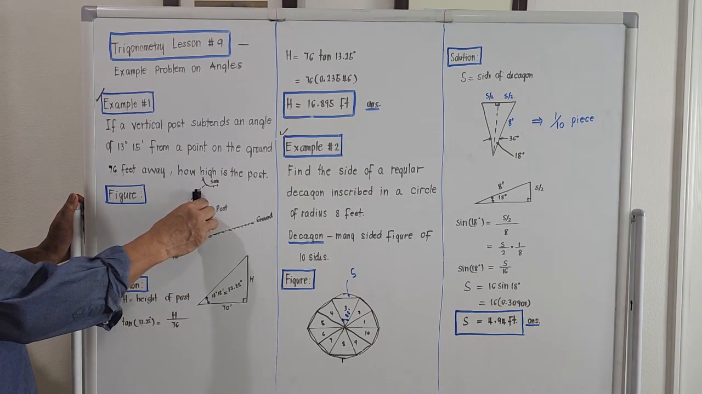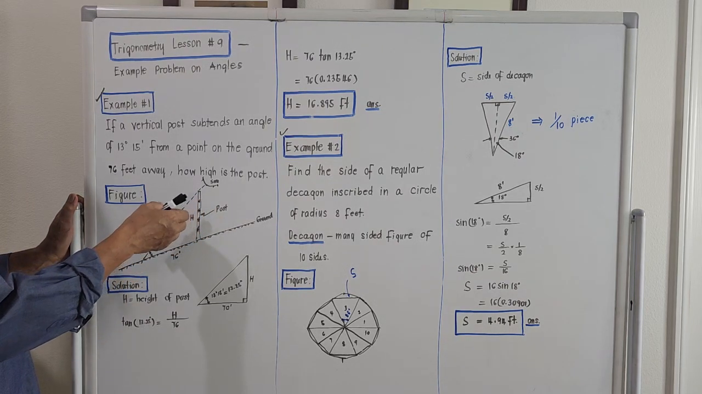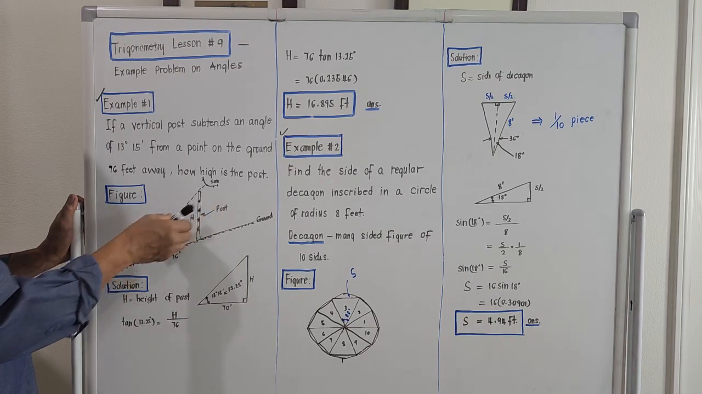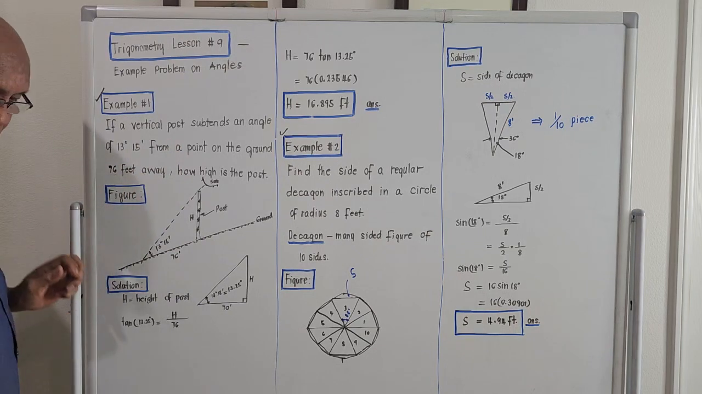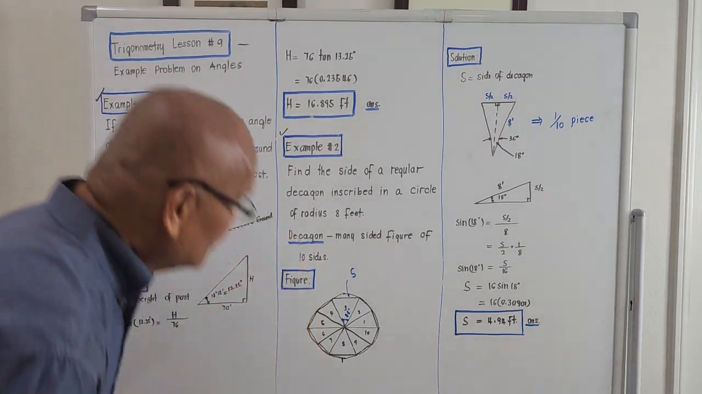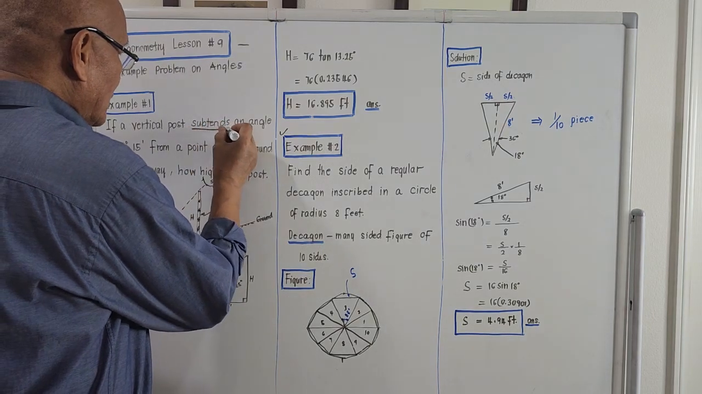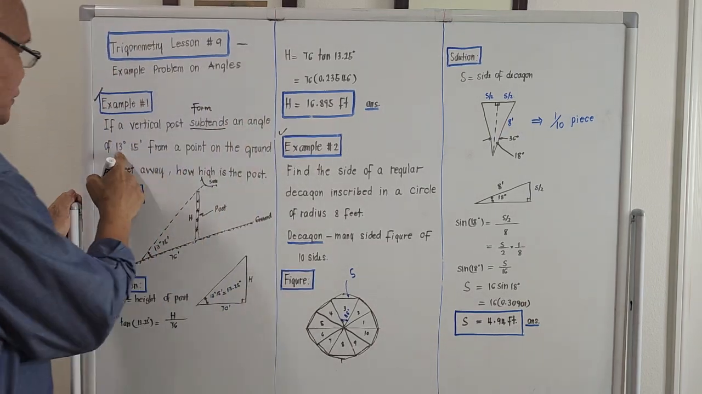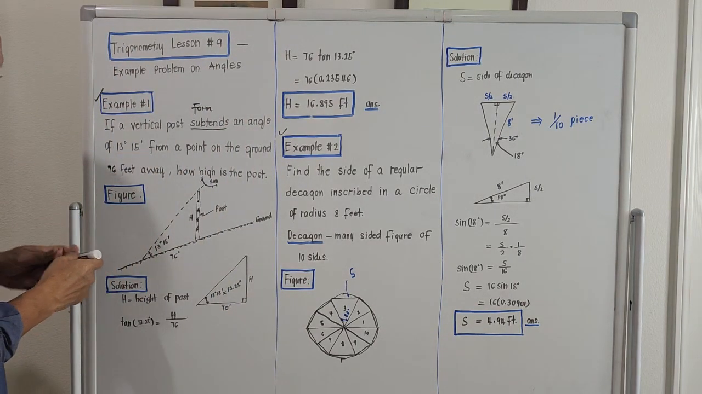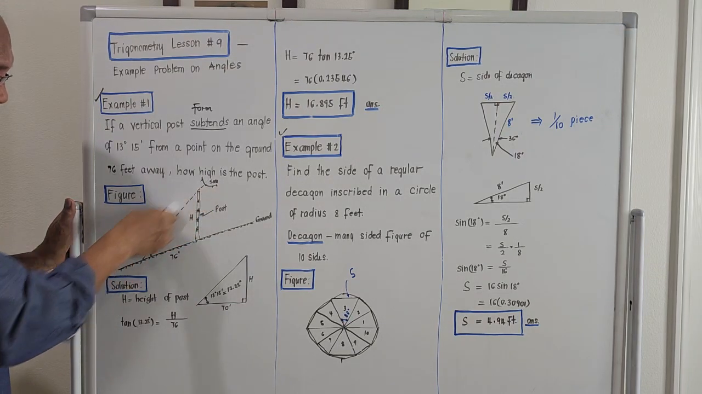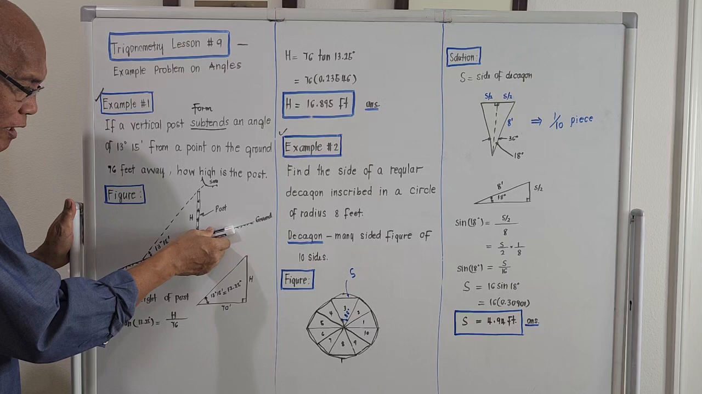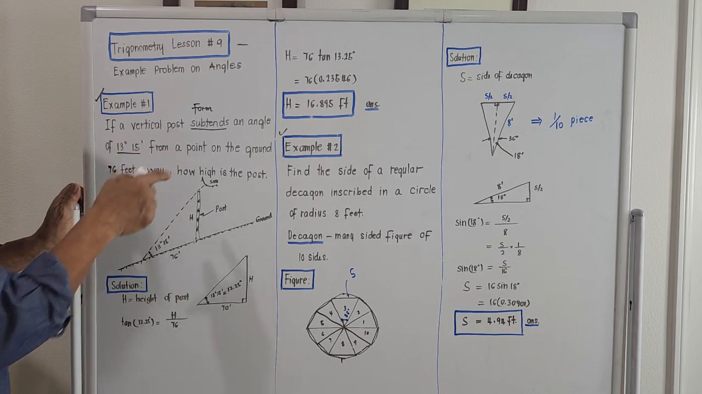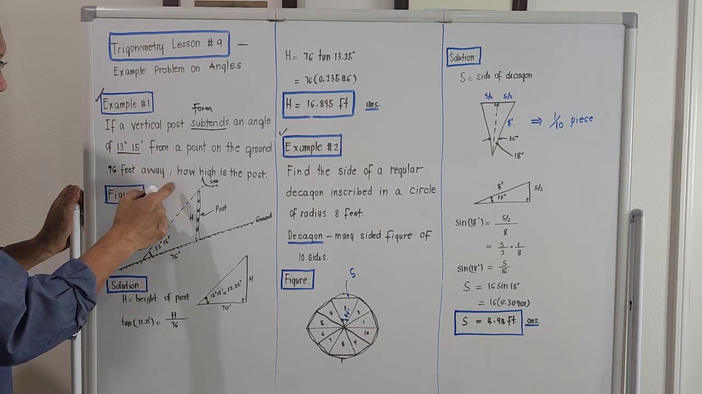We are given a force at a certain time of the day. This force here forms an angle. Subtends, the other meaning of this is formed. It forms an angle of 13 degrees 15 minutes. Meaning this force forms an angle with respect to the horizontal ground, and the magnitude of the angle is 13 degrees 15 minutes. From a point on the ground 76 feet away, how high is the force?